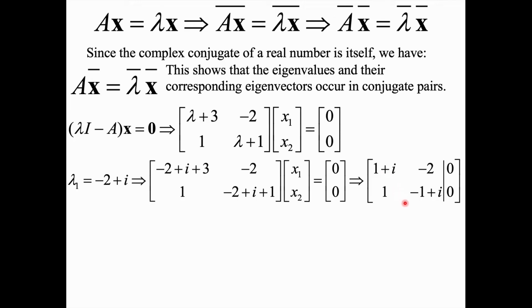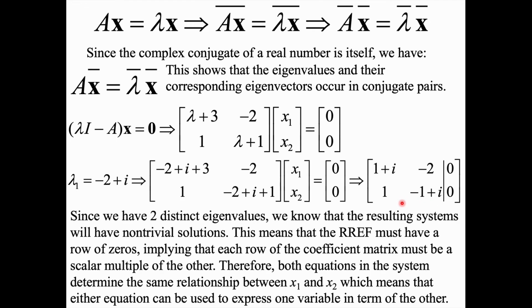So we expect that each one of them is going to generate a linearly independent family of eigenvectors. So we know we're going to get a non-trivial answer in this system. So since we have two distinct eigenvalues and we know that the resulting systems will have non-trivial solutions, that tells us something about the reduced row echelon form of this coefficient matrix in this system even before we go through those motions of finding it.